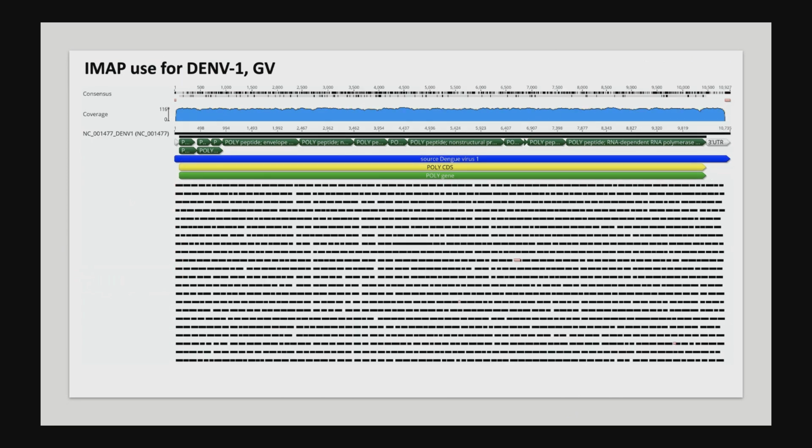We did the same for dengue 1. Dengue 1 is still a very important arbovirus in Brazil. This serotype is still causing a lot of cases in Brazil, and for several years we have had genotype 5 as the main one. Then we designed an updated approach using IMAP for dengue 1 genotype 5, and we also recovered the entire genome for this virus.